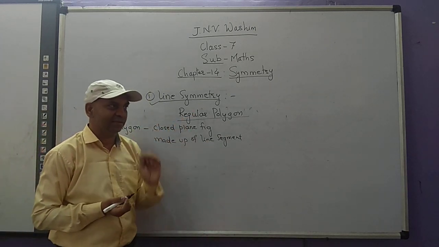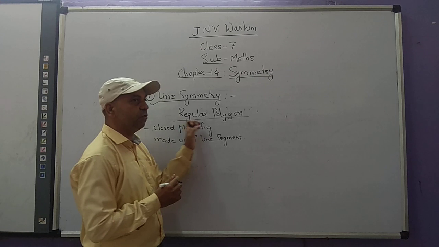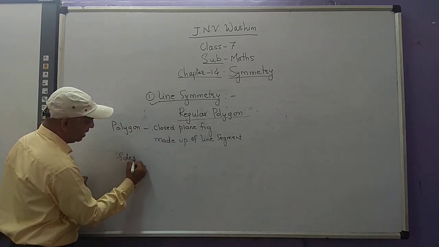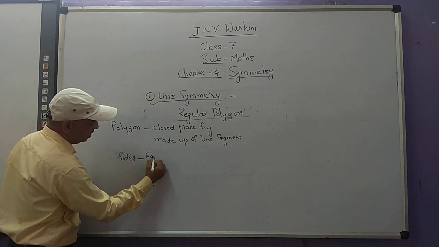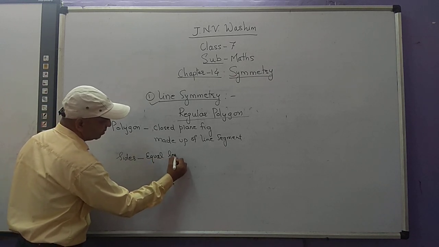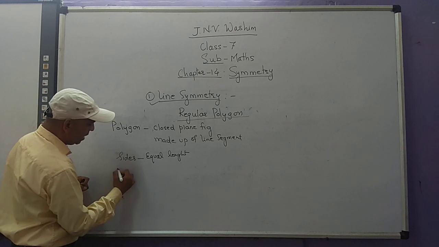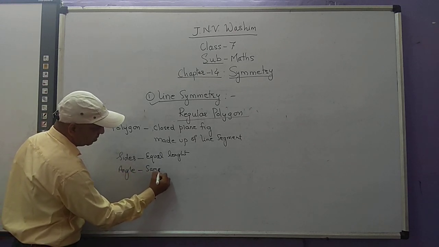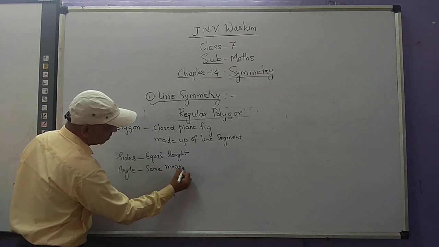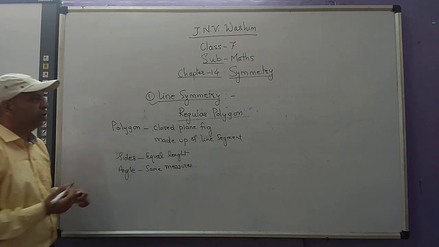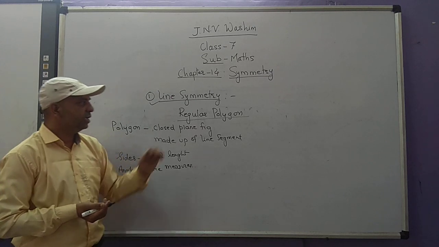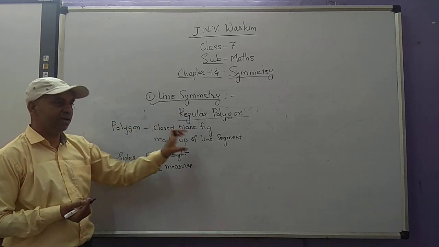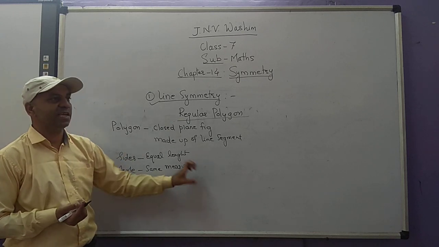Regular polygon has sides of equal length. So the condition is, in a regular polygon, sides have equal length and all angles have the same measure. So what do you mean by regular polygon? A regular polygon is one in which all sides are of equal length and all angles are of the same measure.